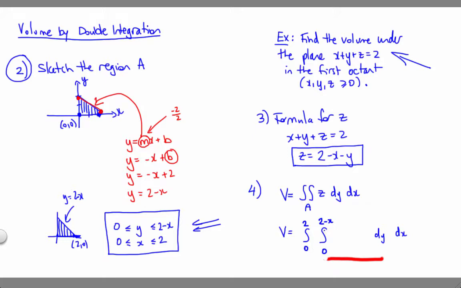The other thing that needs to happen is we need to replace z with the specific formula for z, which we figured out in step 3. So what's going inside the integral here? 2 minus x minus y.